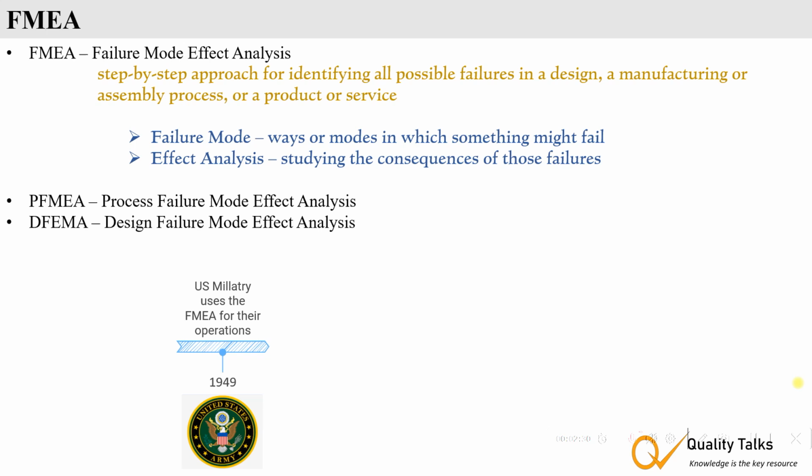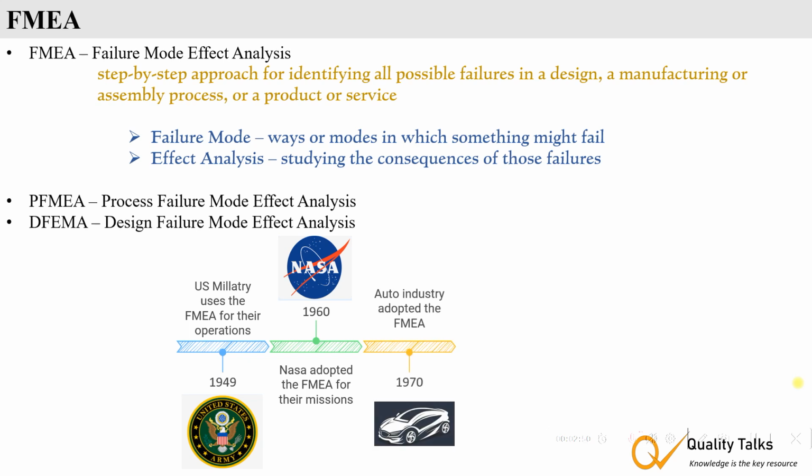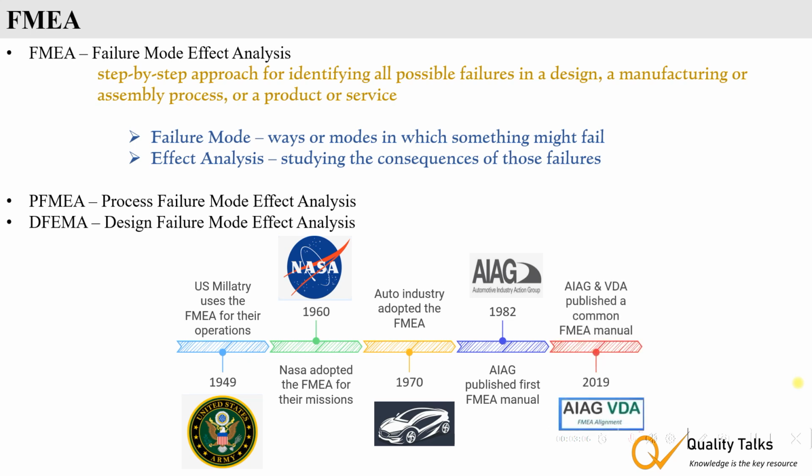FMEA came into existence in 1949 when the US military used FMEA for their operations. In 1960, NASA adopted FMEA for their missions. Around 1970, the auto industry started using FMEA. In 1982, AIAG published the first FMEA manual for the auto industry. And recently in 2019, the FMEA manual was jointly published by VDA and AIAG.